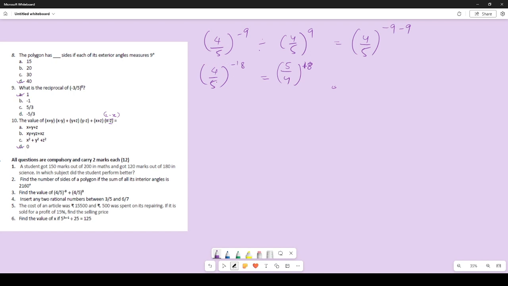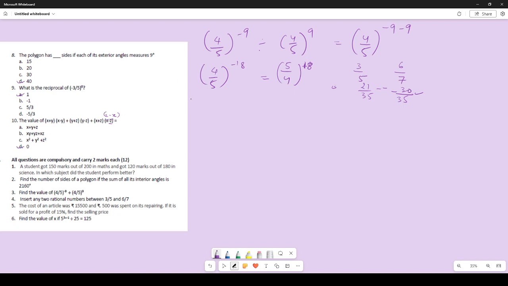Insert any two rational numbers between 3/5 and 6/7. So what we do is we take the LCM, and what we get over here is 21/35 and over here 30/35. So anything between 21/35 and 30/35, 22/35, 23/35, 24/35, any number you can insert over here, and that would be the correct answer. If you add them and then take an average of the fractions, then also it is a correct method.